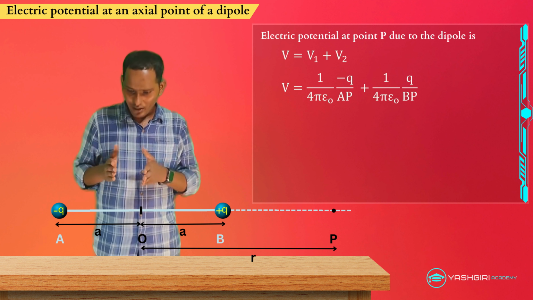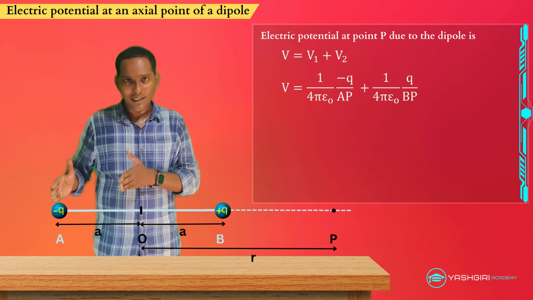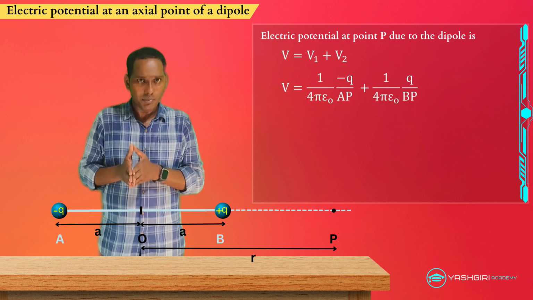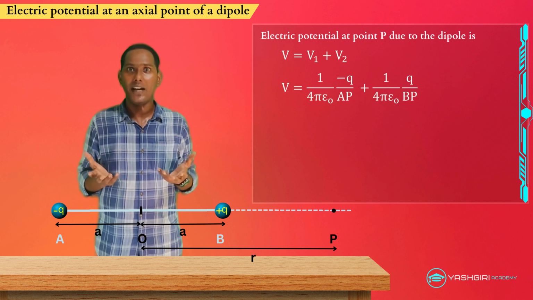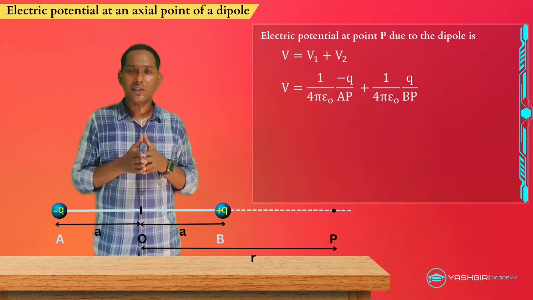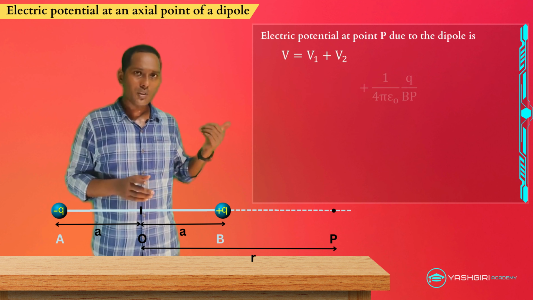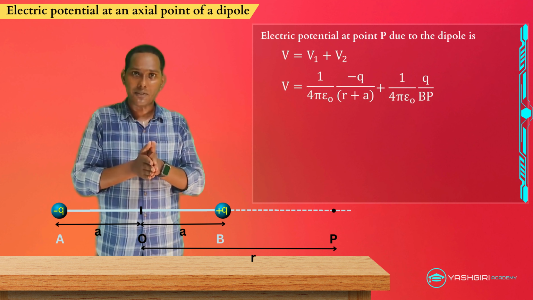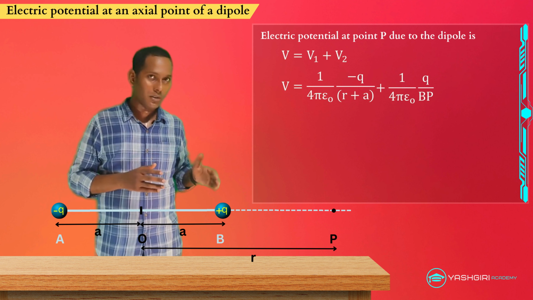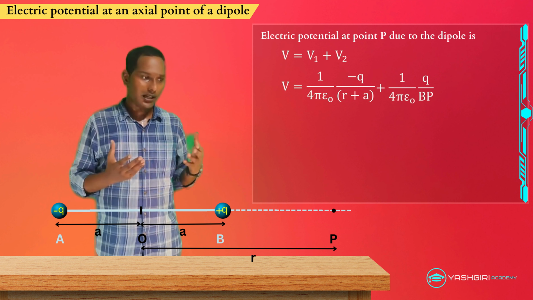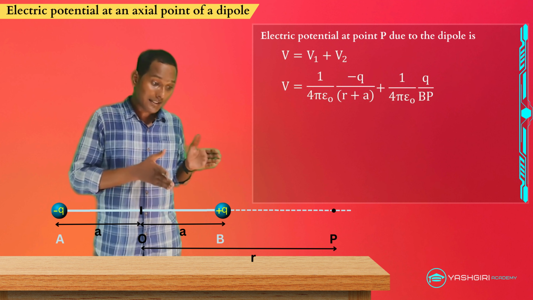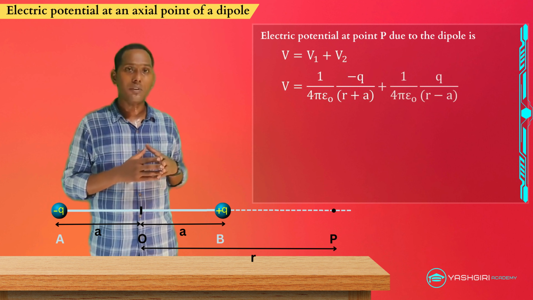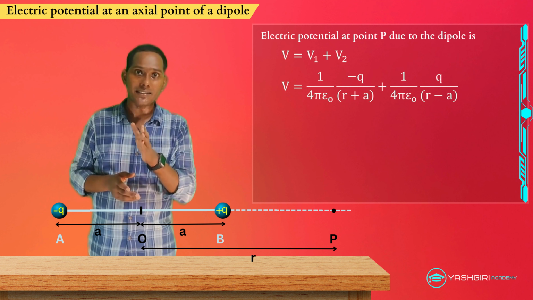All right, so what is AP, students? If you just see here, from the middle of the dipole to this point A, it's a distance, right? And from the center of the dipole to the point P, it's r, right? So what is going to be my AP? It is going to be r plus a. So instead of AP, I will be replacing it by r plus a. All right, now what about BP? BP would be, students, again r minus a, that will give me the BP, right? So again I'm going to replace BP by r minus a, right?